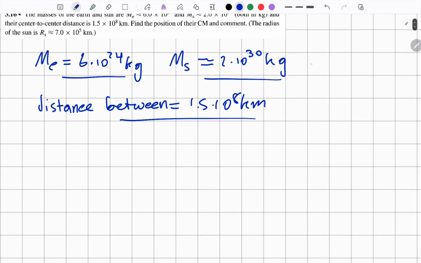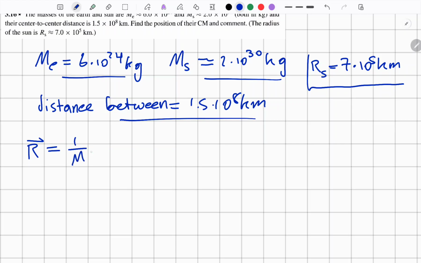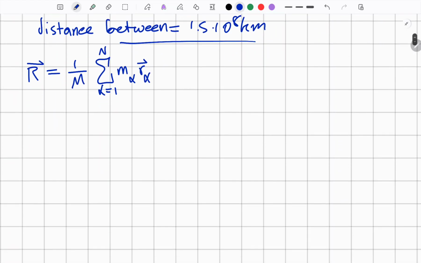We also know, on a side note, that the radius of the Sun is going to be 7 times 10 to the 5th kilometers. And we're looking for the center of mass. So we know that the center of mass is equal to 1 over the total mass times the sum of each of the mass times their position vector.